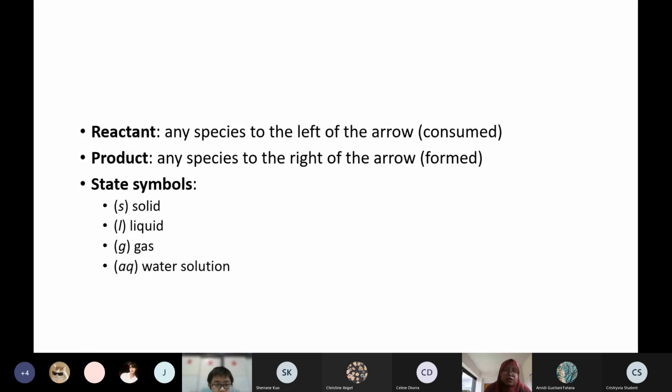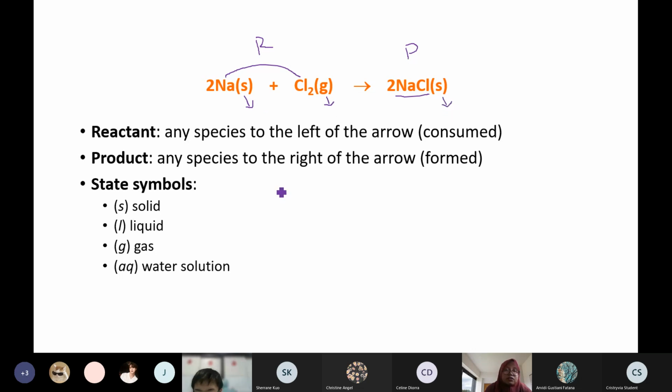Okay, let's identify the reactants, products, and then the states from the chemical reaction. Reactants are any species to the left of the arrow. So sodium and chlorine are to the left of the arrow, which means they are reactants. And how about sodium chloride? It is the species to the right of the arrow, so it is the product. The state of sodium is solid, chlorine is gas, and sodium chloride is solid.